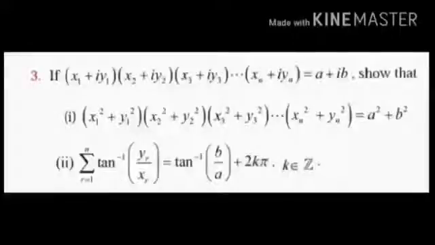Exercise 2.7, third sum. If x1 plus iy1 and so on till xn plus iyn equals a plus ib. That is, they have given you the product of complex numbers equal to a plus ib, and they are asking you to show two conditions. The first one is x1 square plus y1 square and so on till xn square plus yn square equals a square plus b square. The second is given in the form of a summation.